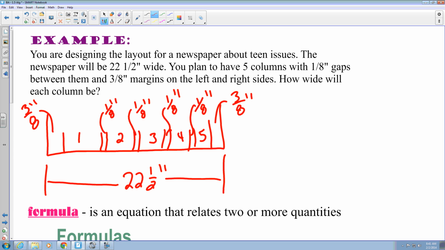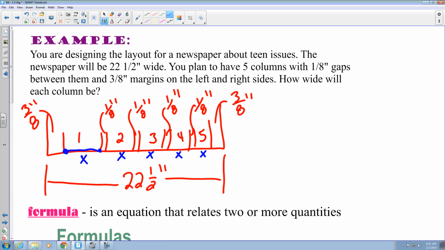So the only thing that they don't tell us is the measurement from here to here. And every column is going to be the same width, whether it's column 1 to column 5. So the distance from here to here is going to be the same as from here to here, same from here to here, same to here to here. So I'm going to represent that as a measurement of x.